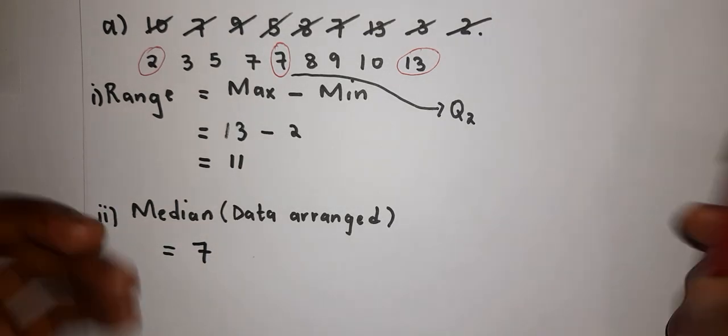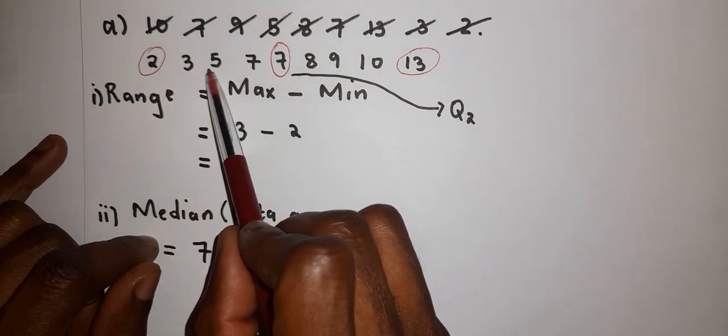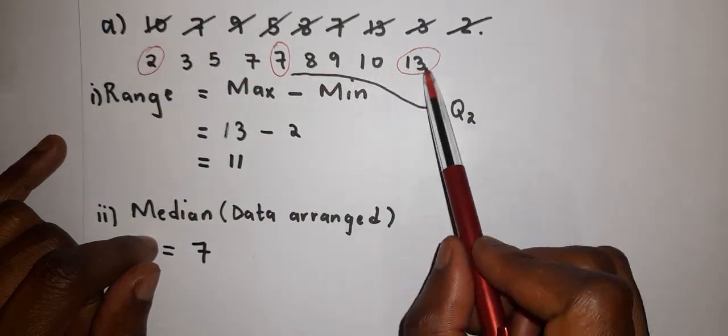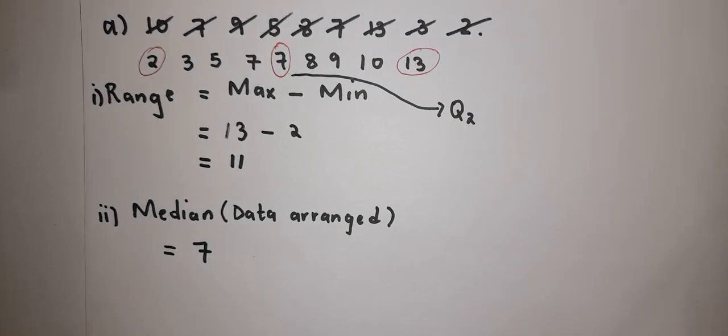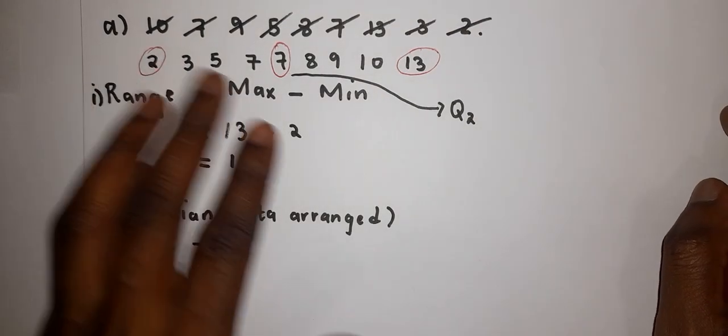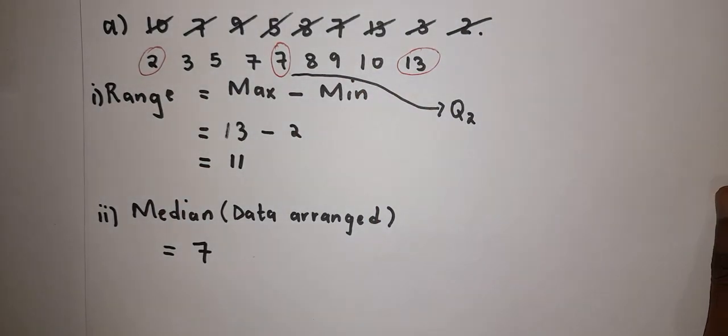Why do we say this is our median? If you look at your data, you have 1, 2, 3, 4. 1, 2, 3, 4. So your median cuts your data into 2 equal parts. Hence, I have 4 on the side and I have 4 on the other side. Right, the next question.